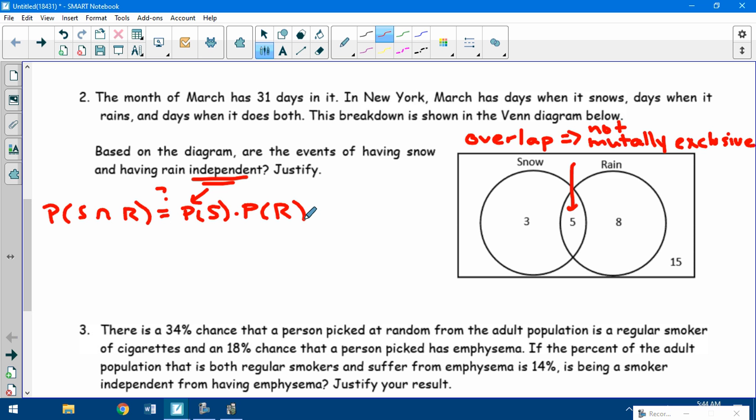Now, again, another thing I saw with this is I saw some people say, okay, well, snow and rain is 5. But that's not totally right, and you'd lose a point for that because it's not how many days have snow and rain, it's the probability that the day has snow and rain. So it's 5 out of the 31 days. That equals the probability of snow, and again, that's not just 3, that's everything in the snow circle, so that's 8. So that's 8 out of 31 times the probability of rain, which would be 13 out of 31. And I'm checking if that's equal.